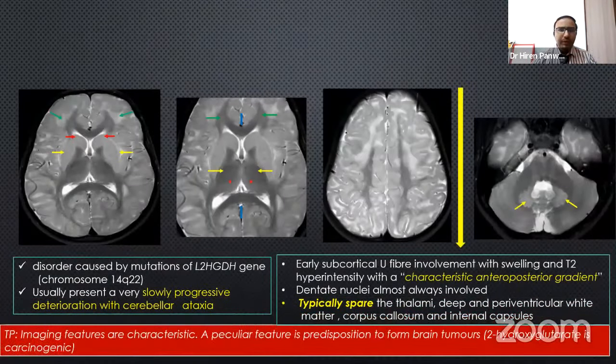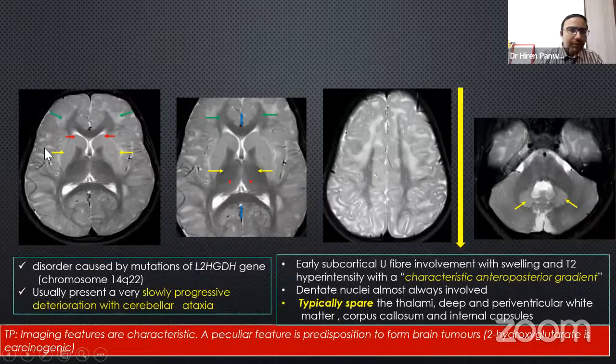Moving on to the second entity. When you see this kind of involvement of the basal ganglia, with symmetrical caudate nucleus and putamen involvement, and if you see here, there is sparing of the periventricular and deep white matter in the bilateral cerebral hemispheres, and there is involvement of the subcortical white matter.